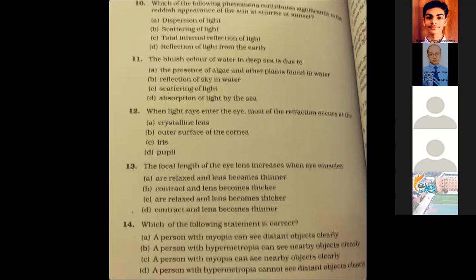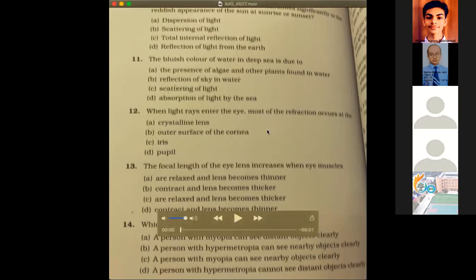Ma'am, iris. Crystalline lens. The crystalline lens is right inside our eyes. Okay, ठीक है, आंख के अंदर crystalline lens placed है. और iris भी आपकी आई का internal structure है. When you move inside the eyes, then these structures come. और pupil is also the inner structure of the eye.